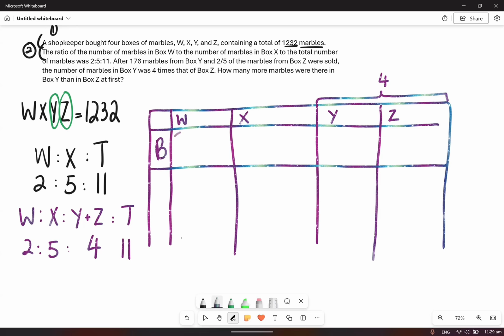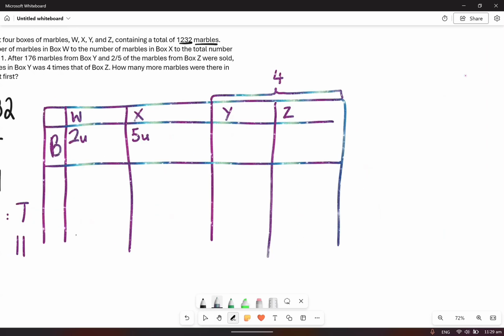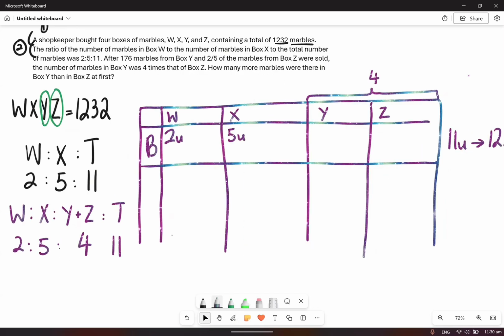Now, over here, you have 2 units over here, 5 units over here. Total is 4 units, 11 units is my total, 1,232 is also my total. Okay, so once you have this, what you want to do is obviously solve the question.